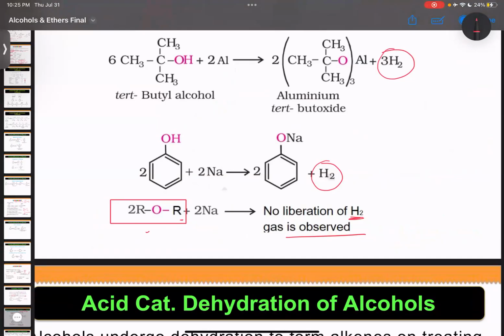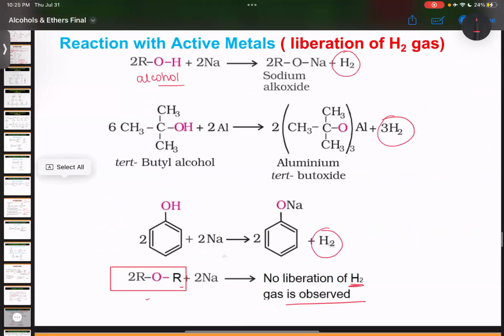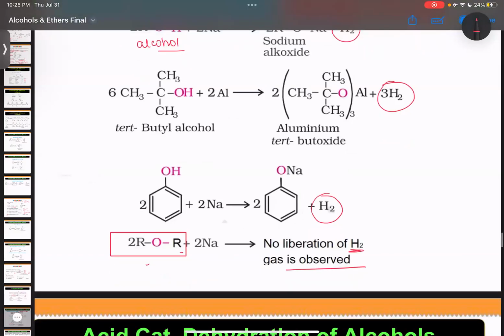So what is the preliminary test to distinguish alcohols and ethers? Just quickly tell it in two words. If we react ether with Na, hydrogen won't be liberated. But if we react alcohol with Na, hydrogen will be liberated, H2 gas. Yes, exactly. So do remember it.